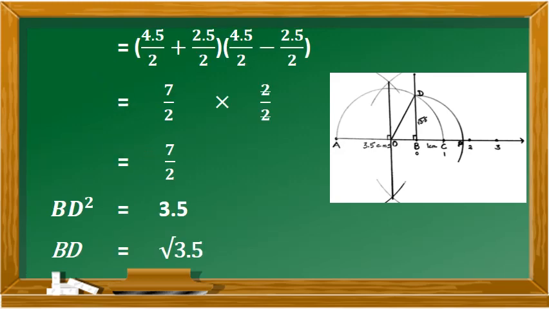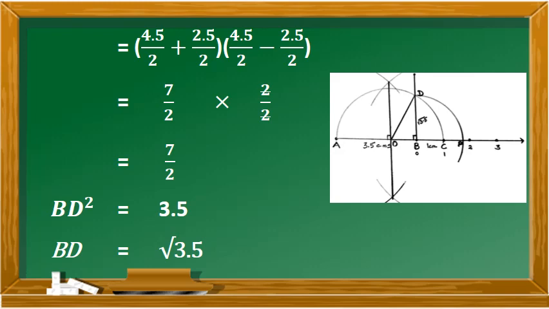Equation 1 becomes BD square is equal to OD square minus OB square, which is 4.5 by 2 the whole square minus 2.5 by 2 the whole square, which is in the form of A square minus B square. Now you can expand it using the identity A square minus B square as A plus B into A minus B. A plus B is 4.5 by 2 plus 2.5 by 2 into 4.5 by 2 minus 2.5 by 2.